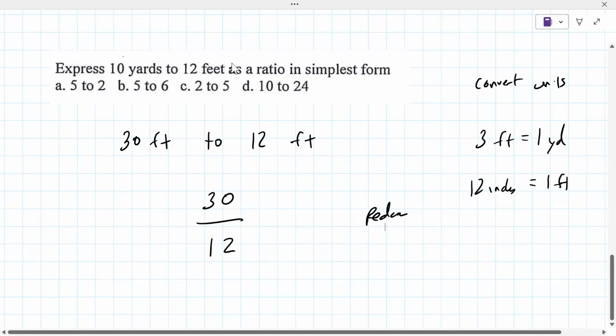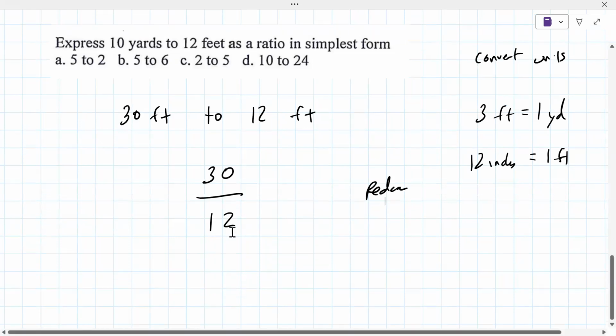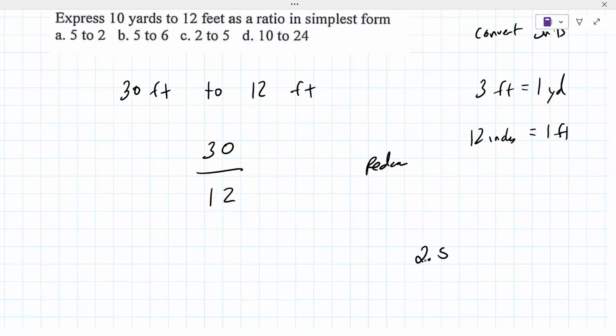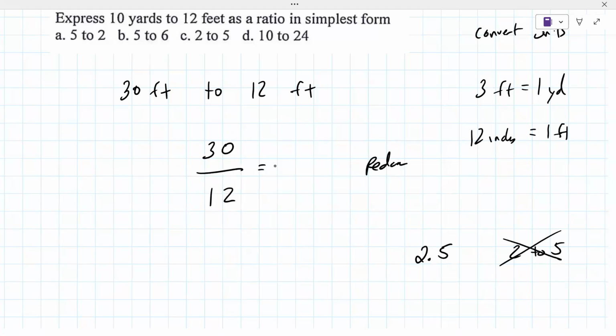Maybe that's not what you meant. It's because I divided 30 over 12. Right. And that becomes 2.5, right? Yeah. So 2.5 is not the same as 2 to 5. These are not the same, which is probably why it's there. So just reduce this fraction and you'll get a number on the top, a number on the bottom. Okay. 5 to 2. Yes. Okay. All right. Very good on that one.